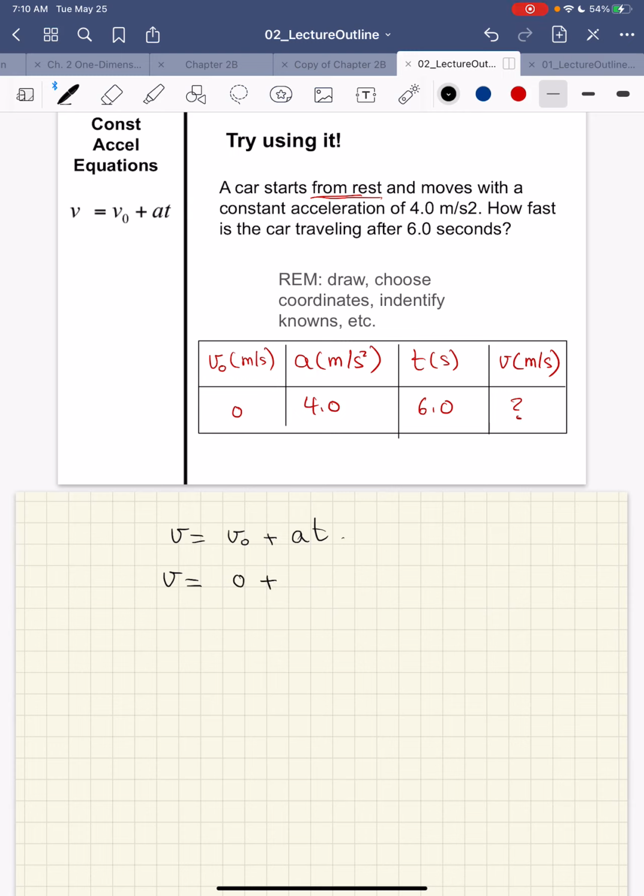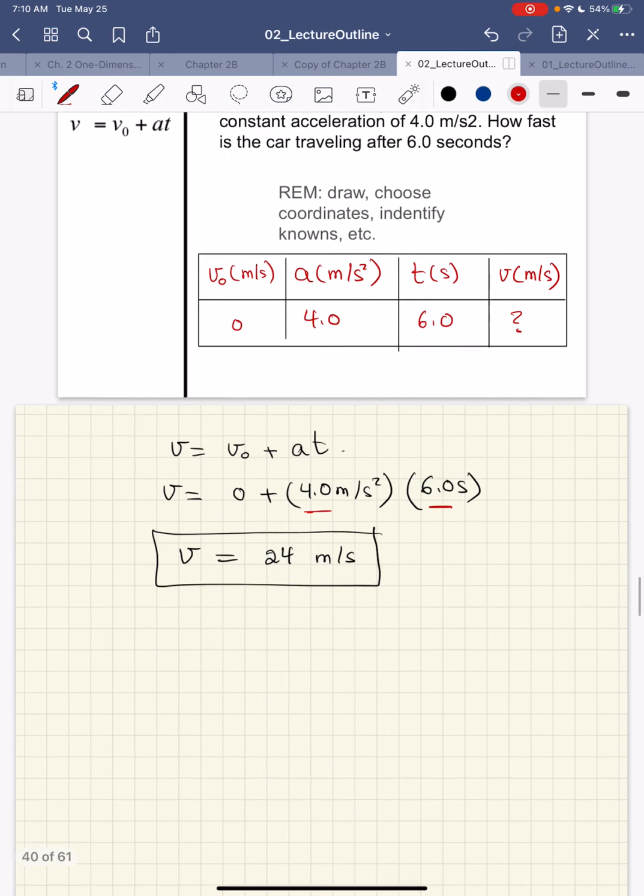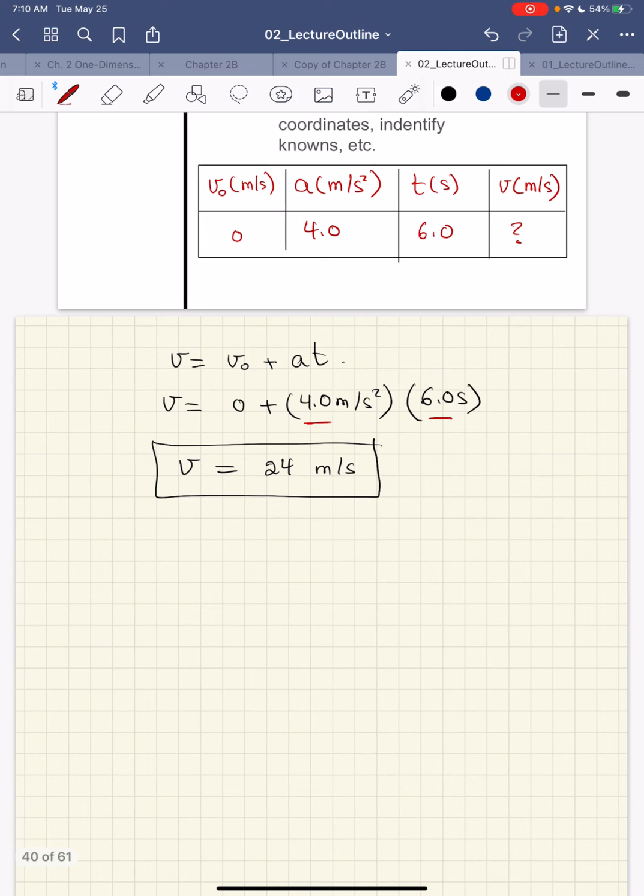This is 0 plus A, it is 4 times T, which is 6. And it's very clear that one of the seconds is going to cancel, and we are going to have V equals 24 meters per second. And just again, emphasizing the importance of significant figures. My numbers, they were here. If you look, this one has 2 significant figures, this one has 2 significant figures, then I'm going to keep in my answer 2 significant figures.